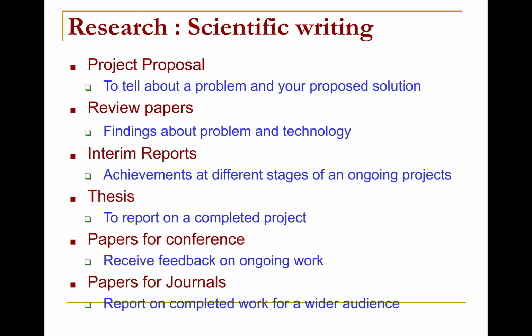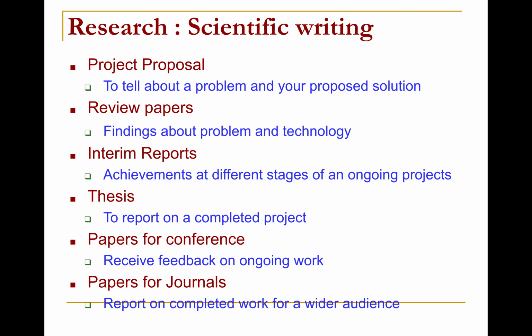Next, papers for the conference. You can receive feedback on ongoing work, and you can do this prior to the thesis submission as well. If you have done a certain amount of work in your project and have some findings, you can propose that, receive some feedback, and incorporate those to improve your project. After the conference, once it is fully completed, you can write a paper for a journal. It reports on a completed work for a wider audience. So conference paper is for ongoing work. Journal paper is for a completed work.